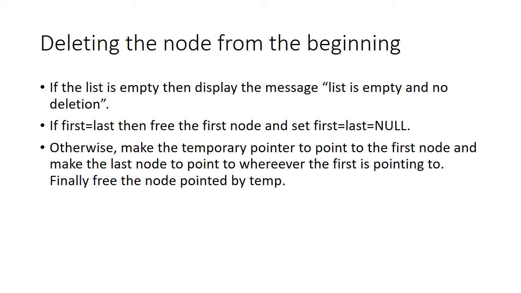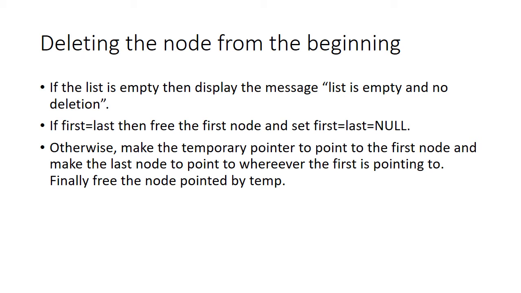Now the very first node I have to name as temp, and the first pointer has to be advanced to the next node. The last node's pointer field has to point to first, and temp will be freed. That is, make the temporary pointer point to the first node, make the last node point wherever first is pointing to, and finally free the node pointed to by temp.